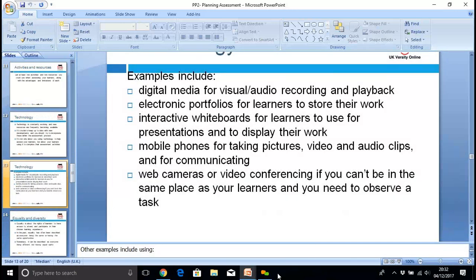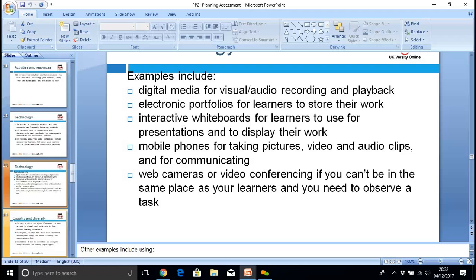We've got two technologies. Yeah, it's saying some of the things I've just said, which is digital media, audio, visual, and playback, electronic portfolios for learners to store their work. I'm going to do a piece on that, because I was discussing this afternoon, and we're going to look at putting an electronic portfolio model together to look at.